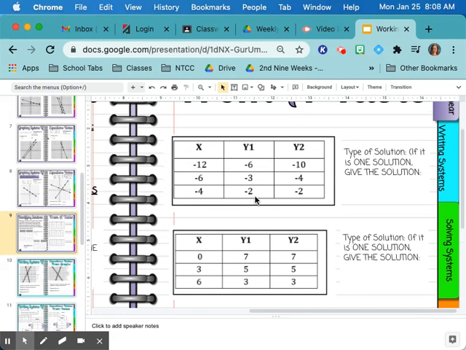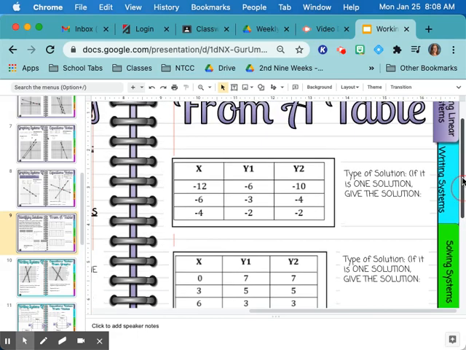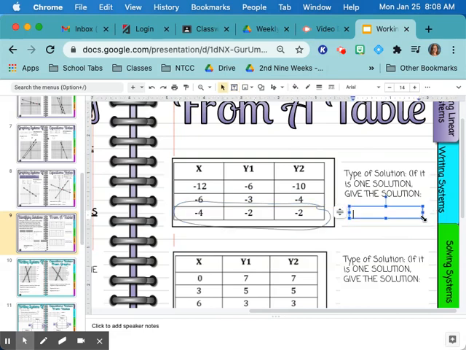Okay, and then this looks more like the table that's given to us in our calculator. So on this next one, what is our point of intersection, our solution? Yeah, when the y value is -2. So this would be at -4, -2.